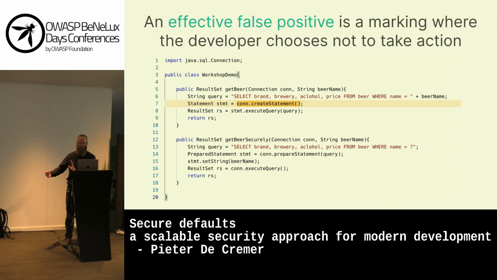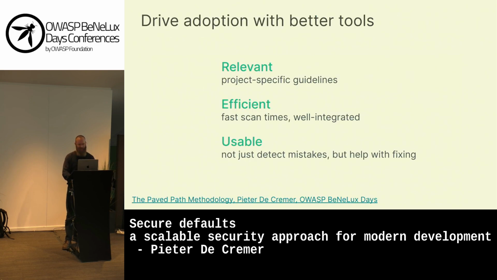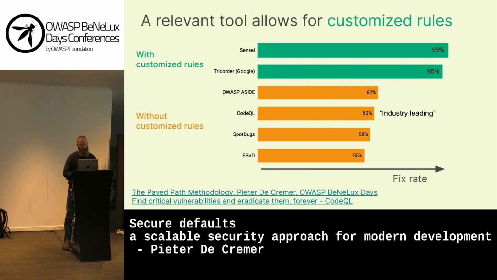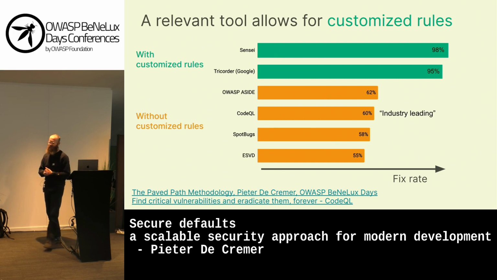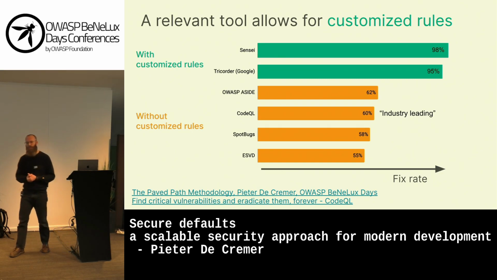Sure, whatever your security team is doing, you probably care a lot about true positives and not looking at every possible bug, every possible marking. But what you hand off to developers, worry about effective false positives. And how can we do this? Well, we can make it more relevant, efficient, usable. An example that I have is customizing rules. So we will make our tools more relevant by customizing the rules.